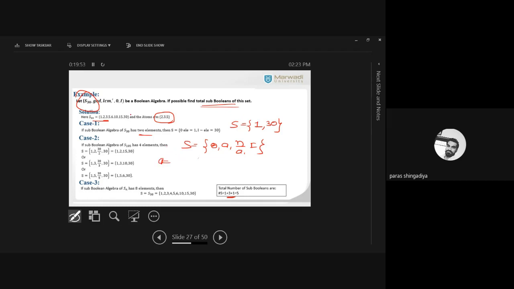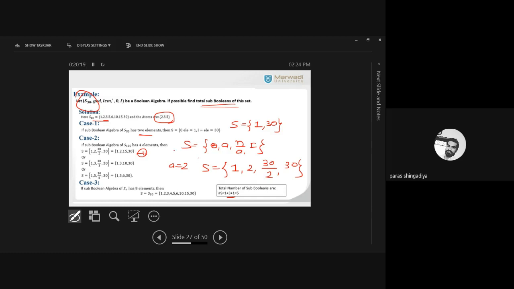So let us first put A is equal to 2. Okay, so A is equal to 2. S will become: 0 element is 1, A is 2, n by A is 30 divided by 2, and I is 30. So we'll get 1, 2, 15, 30. Okay, so that is the first answer. That is the first sub-Boolean algebra which includes 4 elements: 1, 2, 15, 30. 30 by 2 will be 15, comma 30.